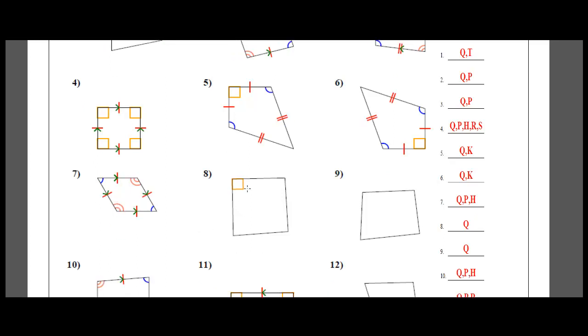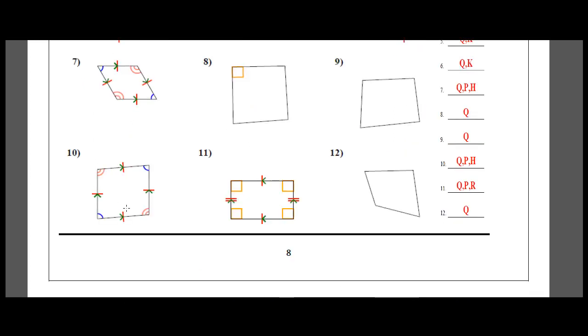Question 8, I don't have any equal sides, I don't have any equal angles or any parallel sides, so we just call it quadrilateral only, quadrilateral shape. Question 9, also we don't have any equal sides or angles or any parallel sides, so we call it quadrilateral.